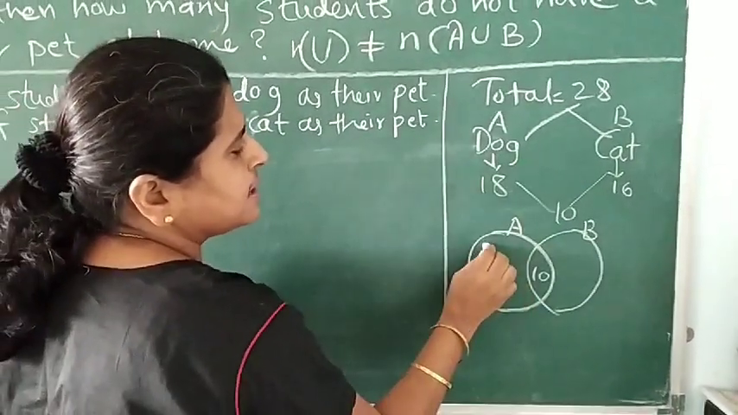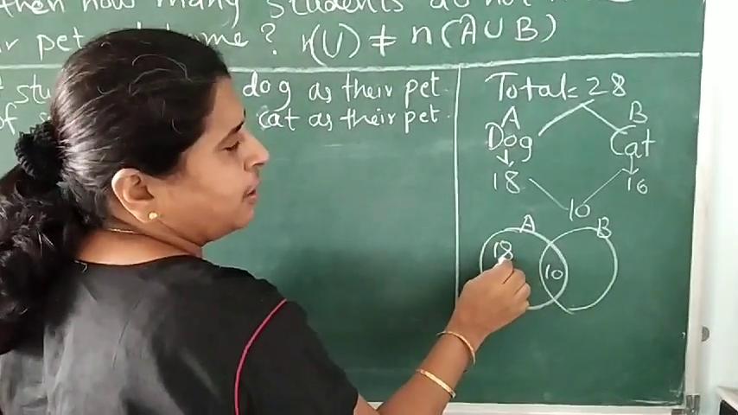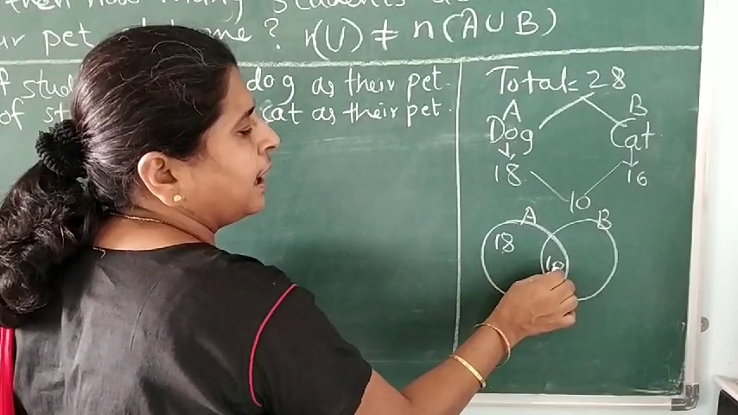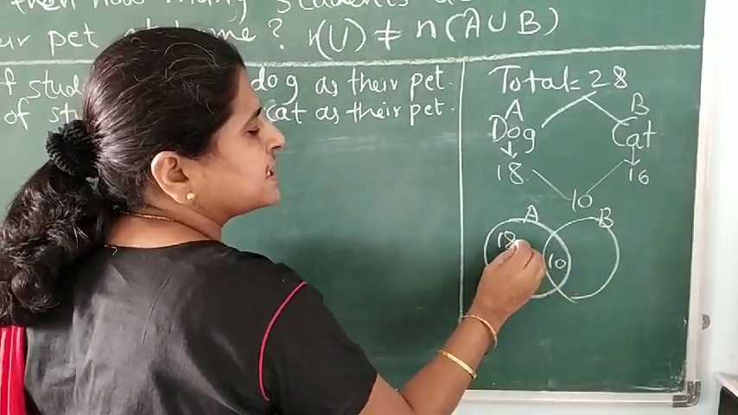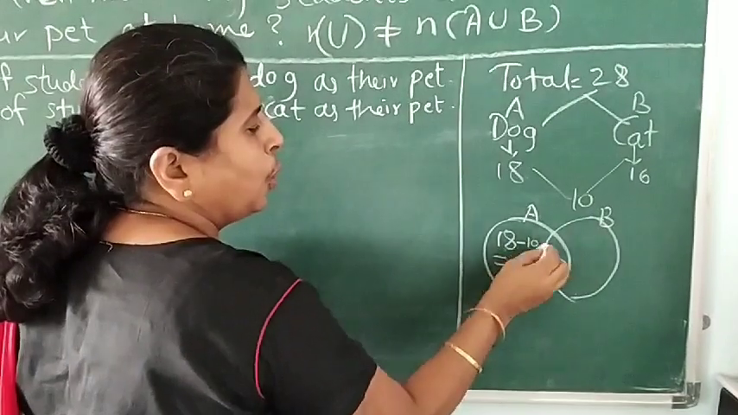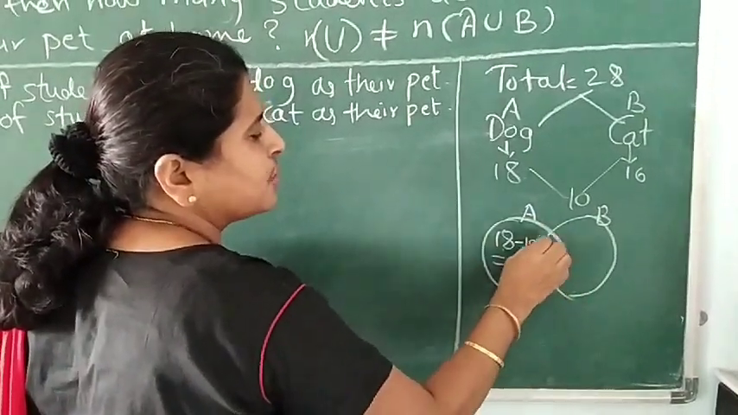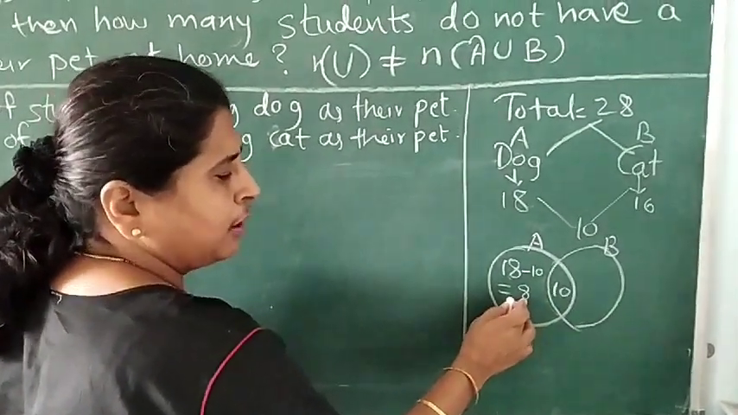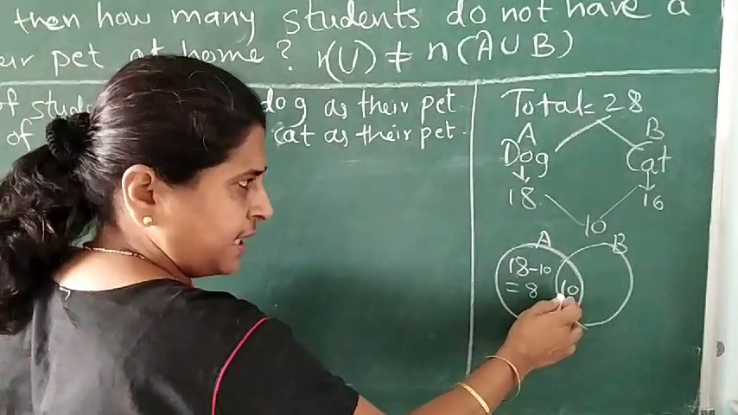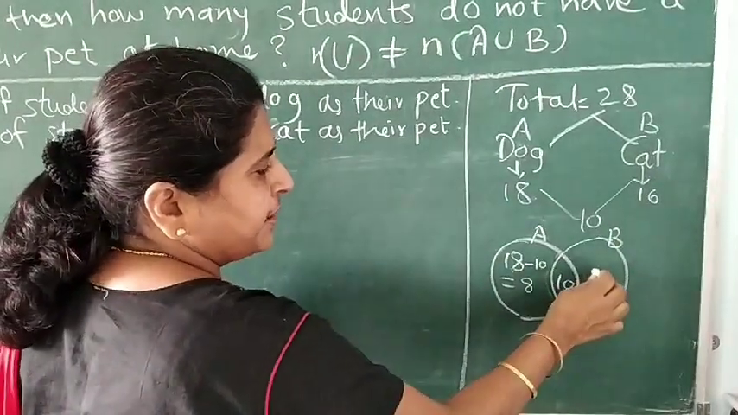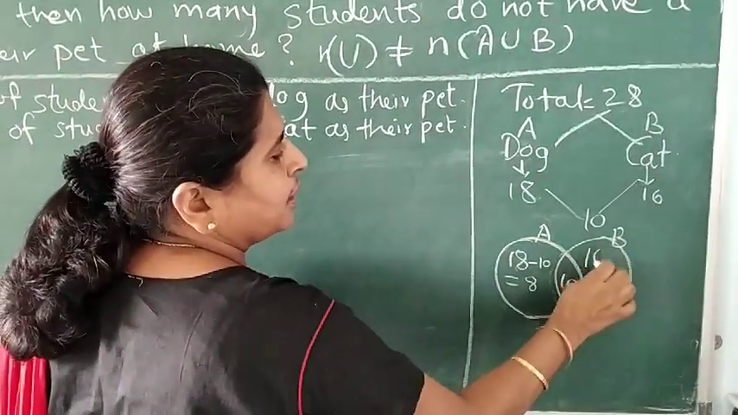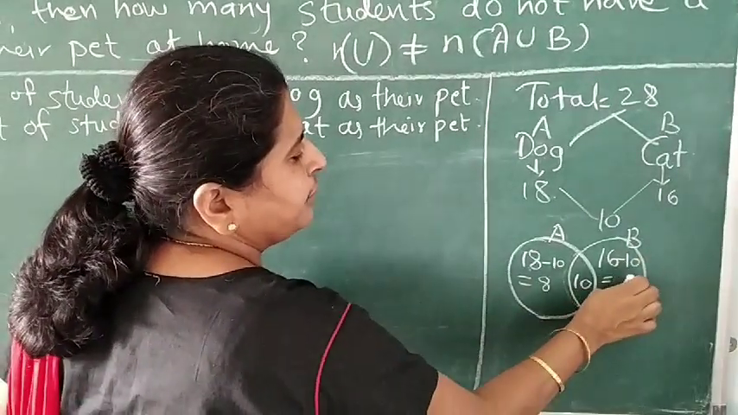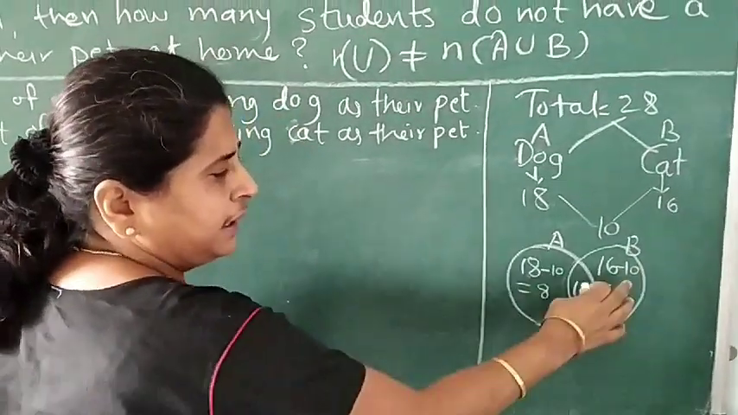There are 18 students in total who are having a dog as their pet. But out of this 18, 10 are having a cat also. So if I subtract 10 from this, how many students have only a dog? 18 minus 10, it is 8 students have only a dog. 10 are having a dog as well as a cat. For set B also, there are 16 students having a cat in total. Out of that, if you subtract the 10 who are having a dog, we have only 6 students having only a cat.